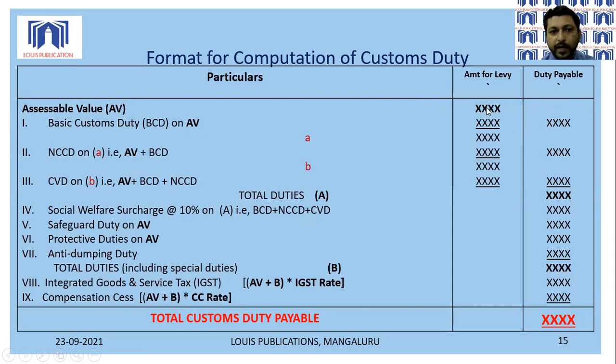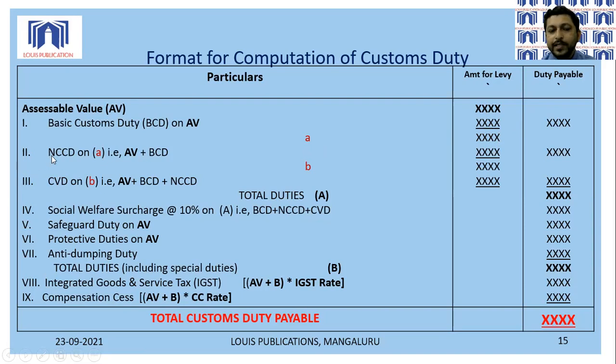In the meantime, we are going to add assessable value to basic customs duty. We arrive at this number. I call this as small a. So this A value, small a value, is the sum of assessable value plus basic customs duty.